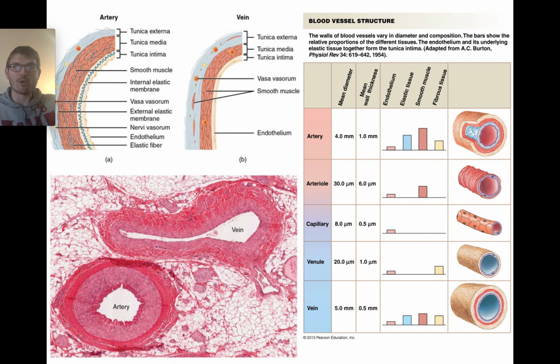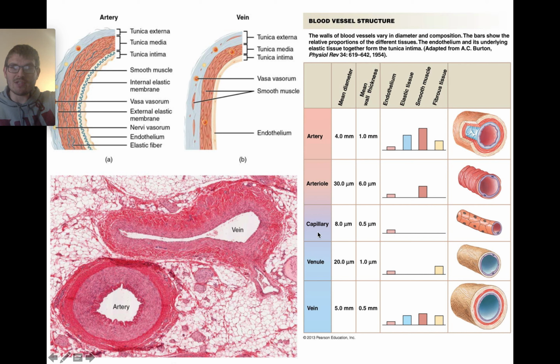And what we are going to see eventually is that most of the functional vasoconstriction and vasodilation that we've talked about before is actually going to happen at the arteriole level, and to a much lesser extent at the artery level. And we'll discuss a little bit later why vasoconstriction and vasodilation probably isn't going to be the most effective thing if you do it at the vein level.